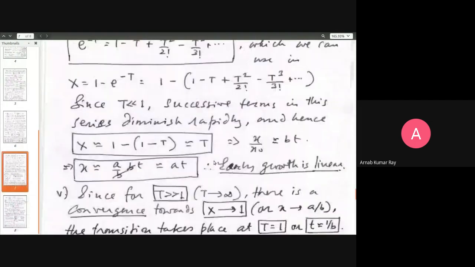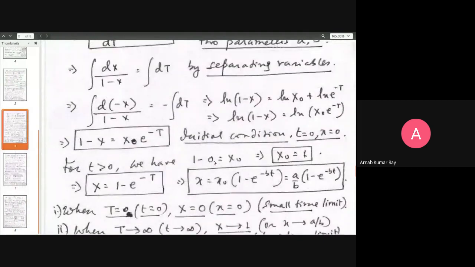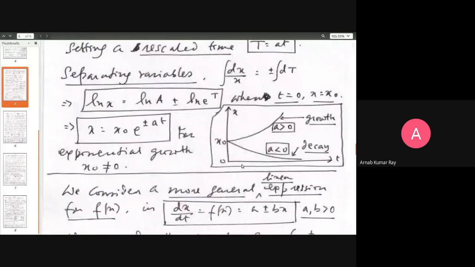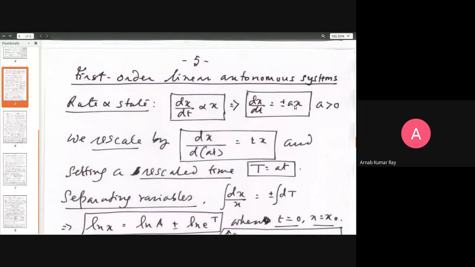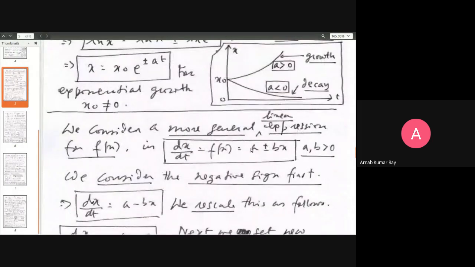I just discussed it with the help of two simple linear equations. One was dx/dt equal to plus minus ax, and the other was dx/dt equal to a plus minus bx. Simple as these two linear equations are, they can capture a good deal of physical problems, which we shall take up later.